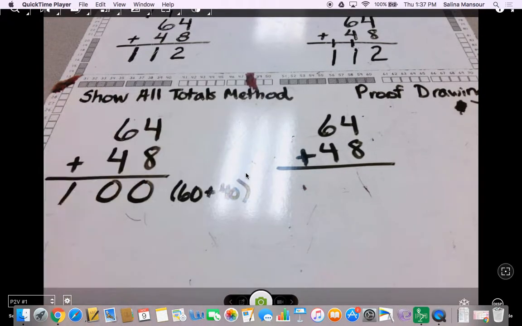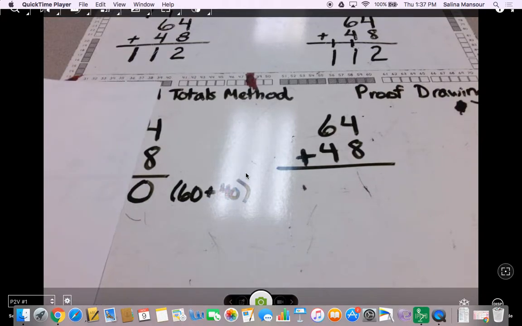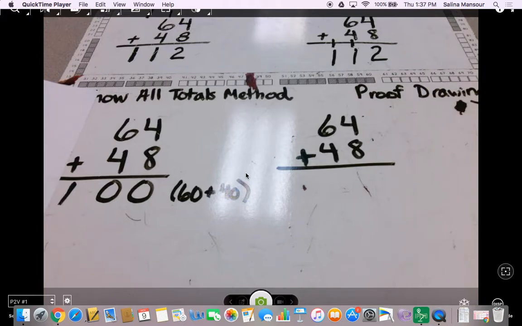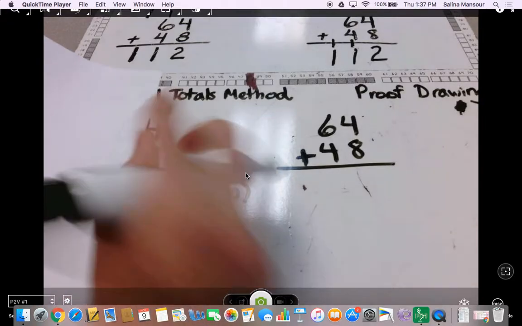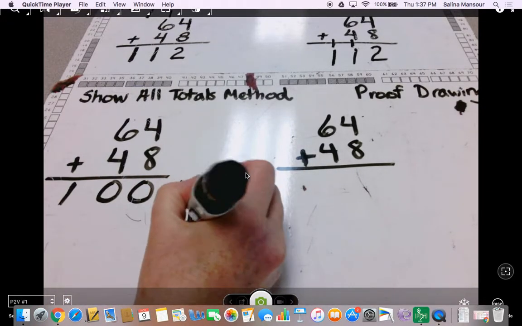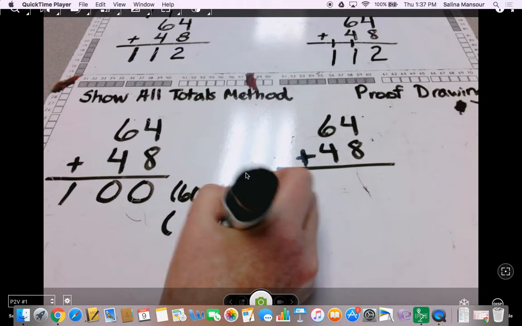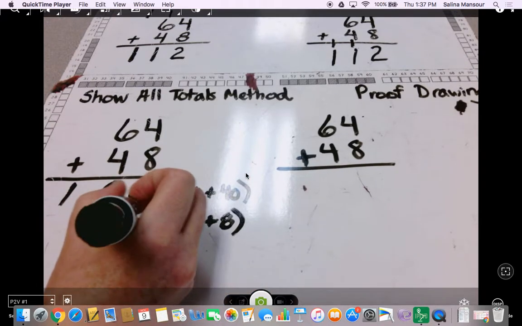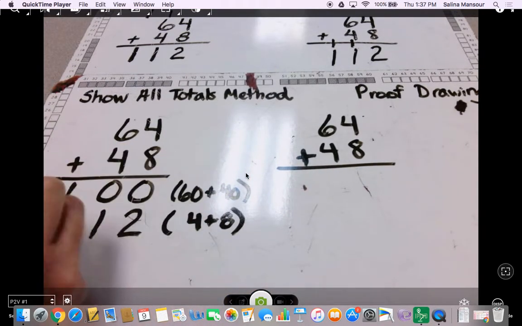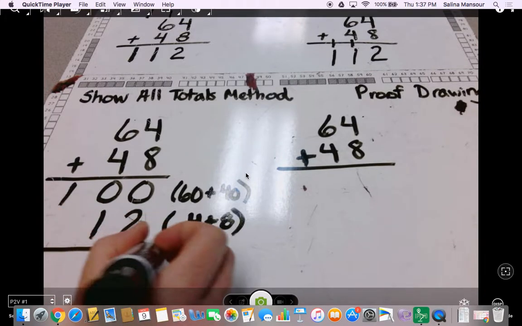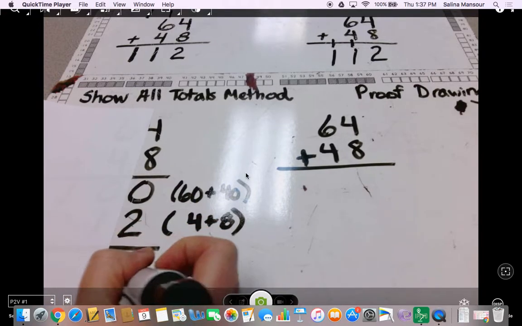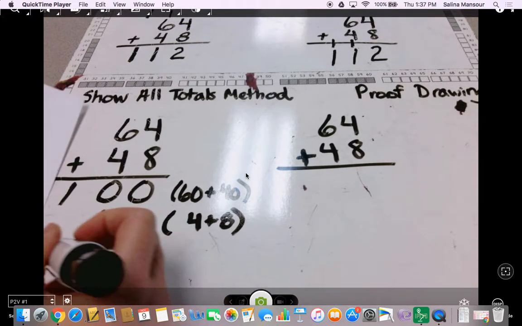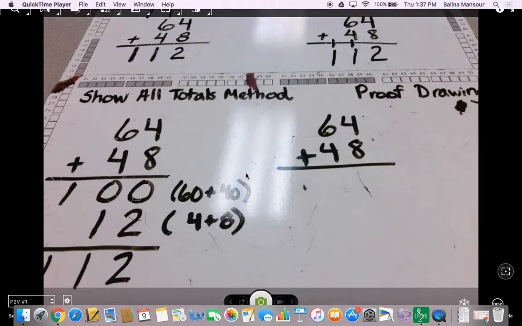And notice again, I line up my place value. My digits are lined up by place value. After I add my tens, now I'm going to add my ones. 4 plus 8 is 12, which is why it's so important to make sure we know our math facts. Now I'm going to add my ones, my tens, my hundreds. 112.